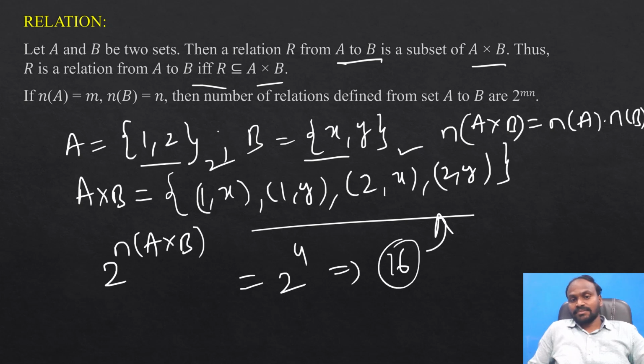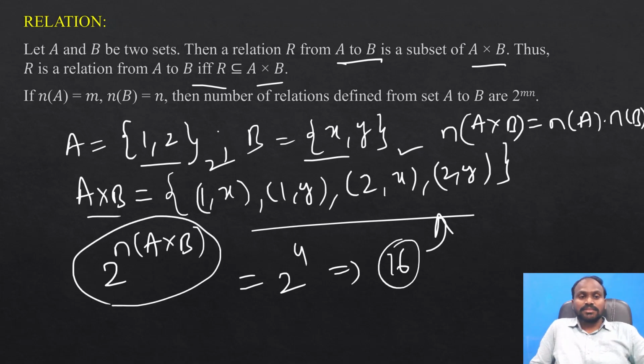So whenever you have A cross B, if you want to find the number of relations from A to B, you can use the formula. If n(A) is m and n(B) is n, then the number of relations defined from set A to set B is 2 power m times n. That is how we find the number of relations from set A to set B.